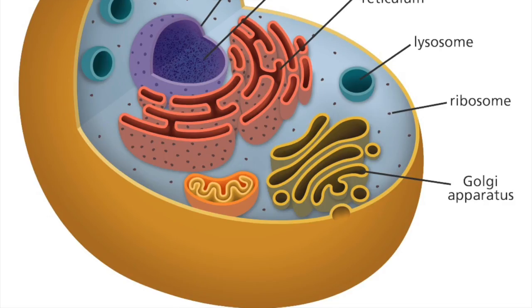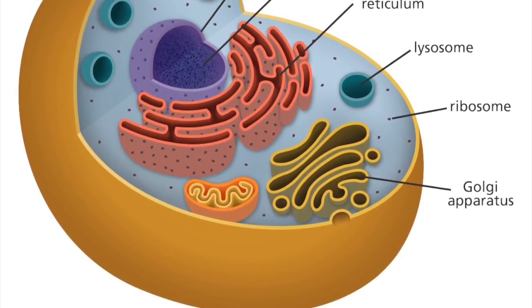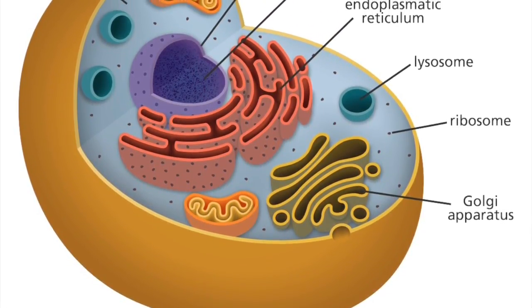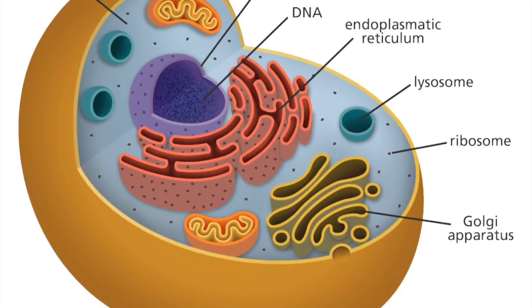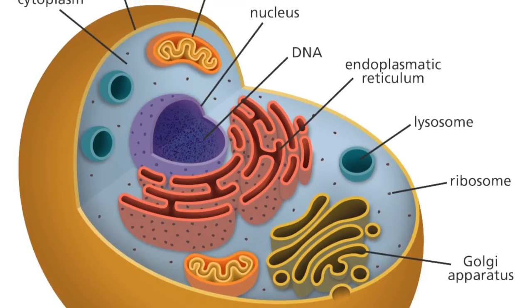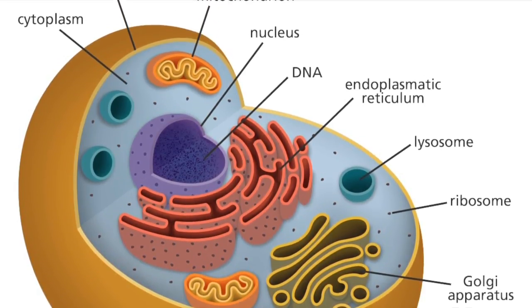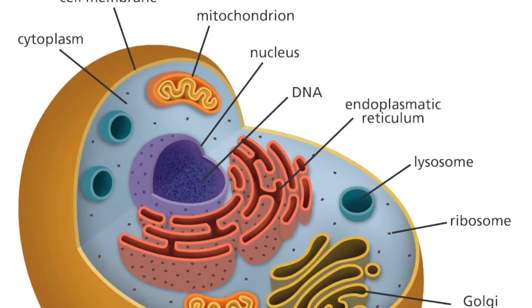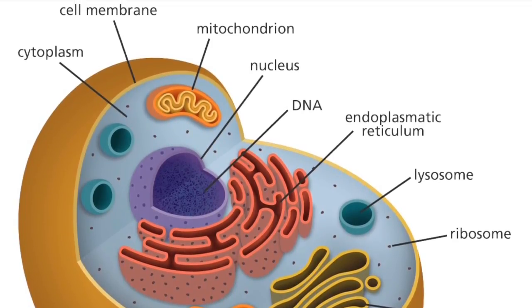A way to remember all the processes of interphase is to memorize the mnemonic DOCTOR. D for DNA replication, O for organelle duplication, C for cell growth, T for transcription and translation, O for obtaining nutrients, and R for respiration.